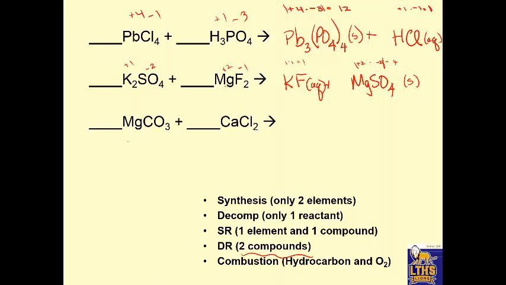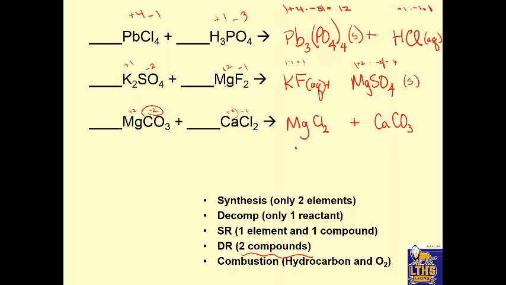Okay? All right, so we have 2 reactants, 2 compounds, -2 and +2. This is a +2 and -1. So I'm going to do the switcheroo. So magnesium comes first, and it's with chlorine. So that's a +2, so I'm going to need 2 chlorides to cancel it out. And then calcium and carbonate, it's a +2 and a -2. So they go together as CaCO3.